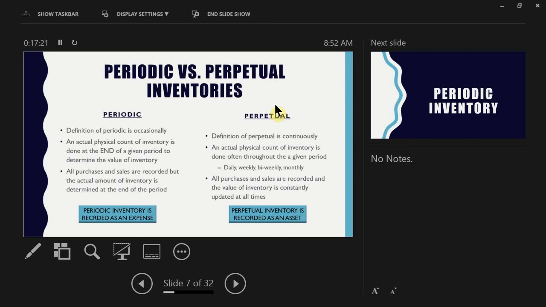So that's the real difference: one is an expense and the other is an actual asset. Again, we are not going to be learning about perpetual until after the first exam. Any questions in regards to the tracking methods for inventory?